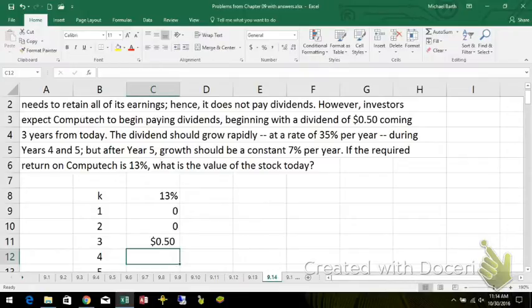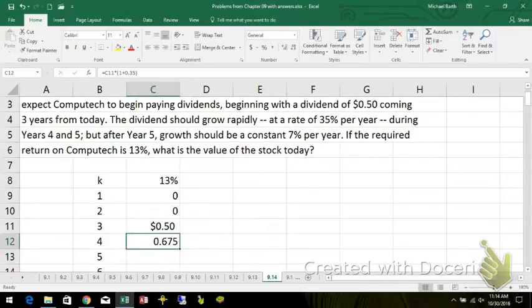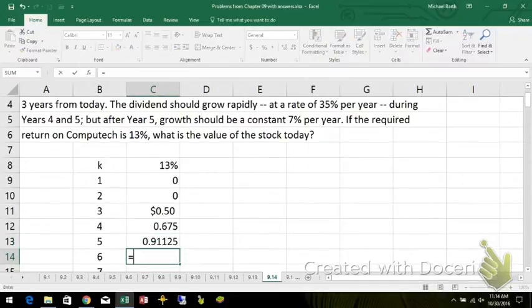The dividend will grow rapidly at 35% a year for 2 years. That is, times 1 plus 0.35, or a 35% growth rate. Notice that's not an actual large dollar amount because you're starting with such a low number. But now you have 50 cents, then 67 cents, then 91 cents. And then after year 5, you'll get a constant growth, so this times 1 plus 0.07.